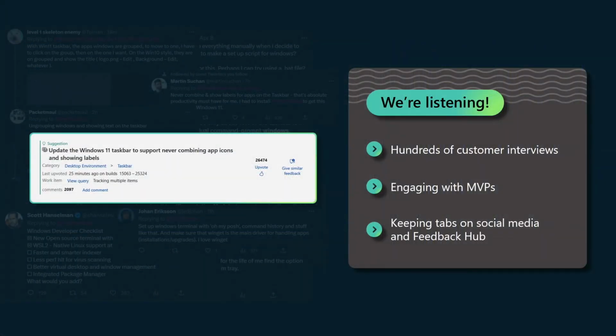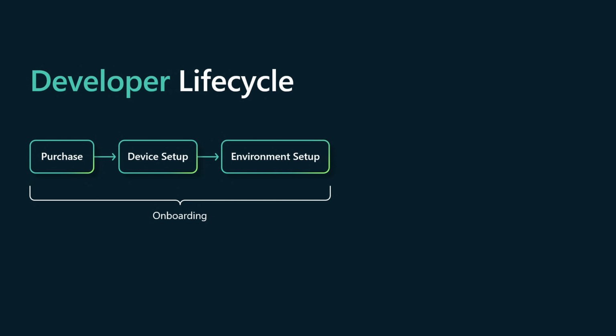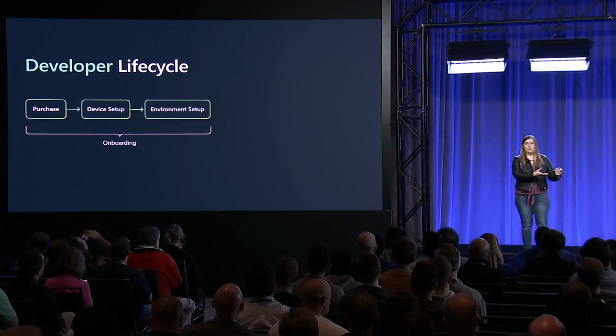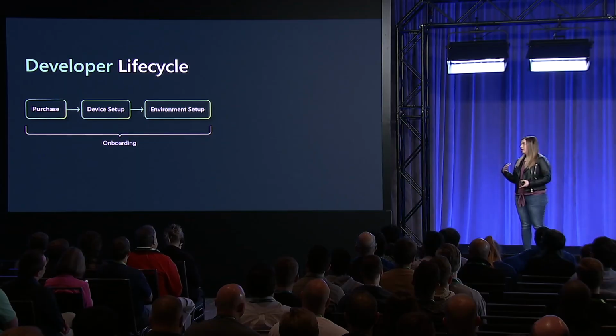So not only are we listening, but we wanted to take a look at the developer lifecycle to see where we can make improvements in terms of when developers are doing certain tasks on Windows. So to lay the framework of the developer lifecycle, the first step is onboarding. Onboarding is you go to the store, you purchase your machine, you're so excited to unwrap it, you get home, and then you install all of your software, you do your Windows updates, and then you also clone all of your code to your desktop.